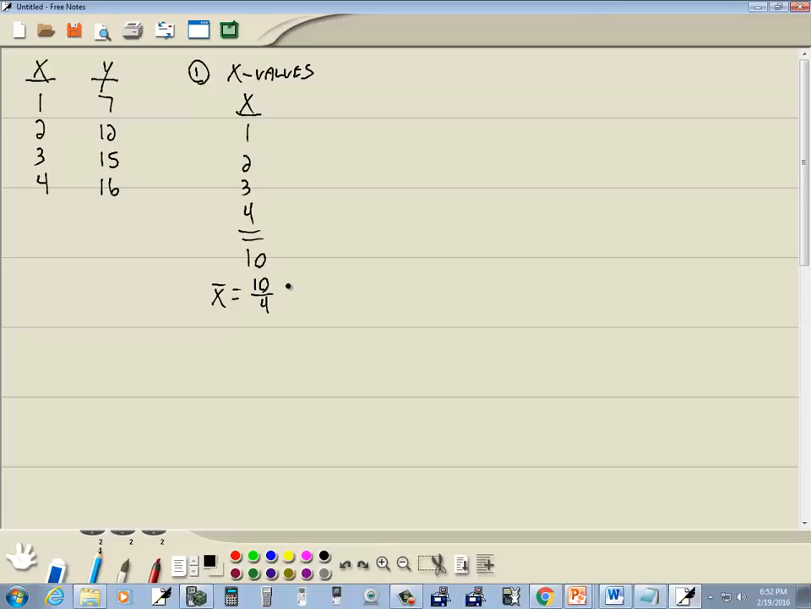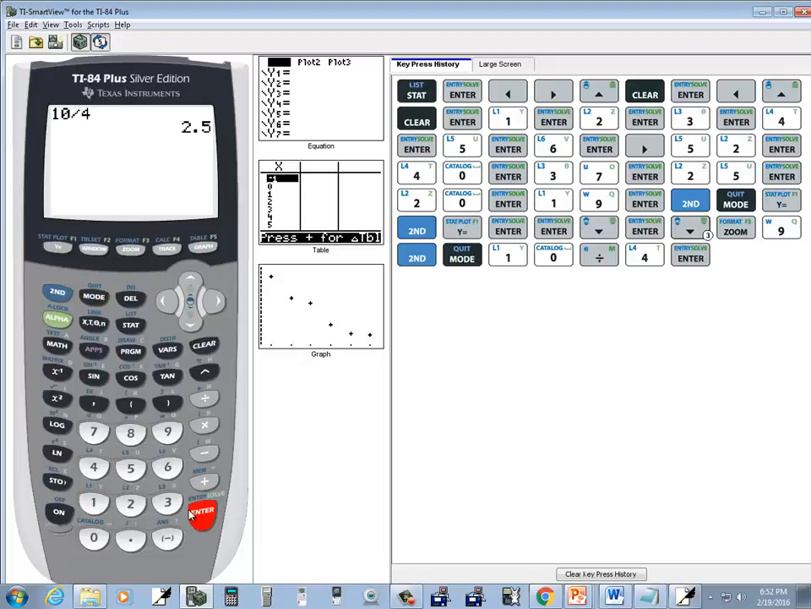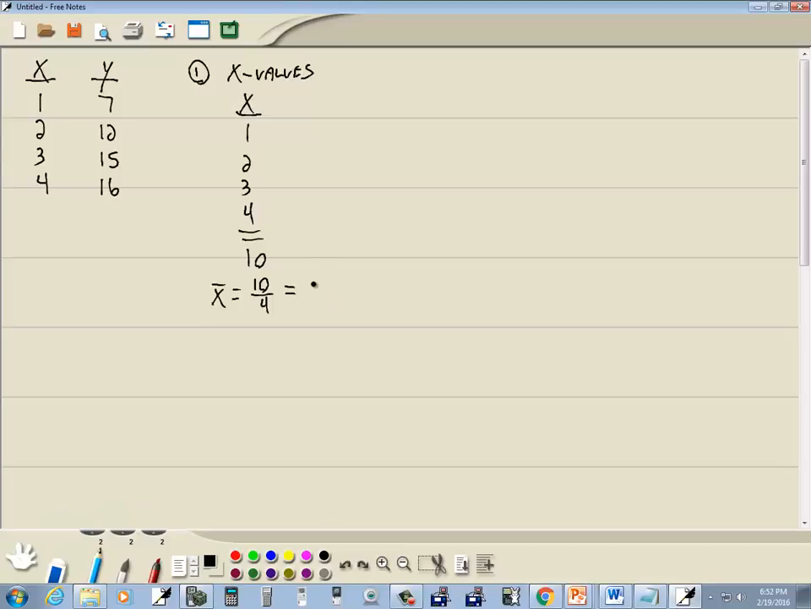We have four numbers. So what is that, 2.5? Let's see, 10 fourths, 10 divided by 4, 2.5. Not very good with decimals.